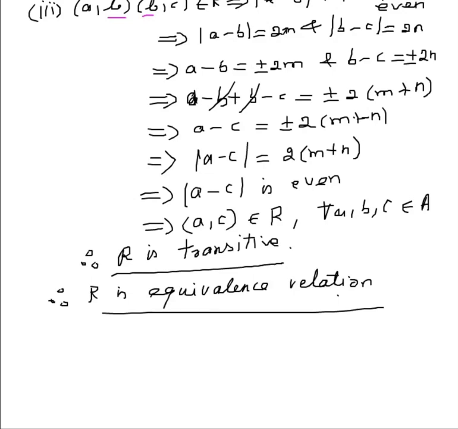Show that all the elements of {1, 3, 5} are related to each other and all elements of {2, 4} are related to each other. So if you consider the set {1, 3, 5}, all are odd numbers. We know that the difference between two odd numbers is even. For example, 5 minus 3 is 2, which is an even number. So if you take any two odd numbers and subtract, the difference will be an even number.